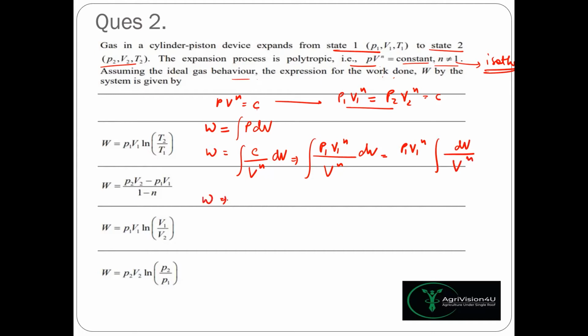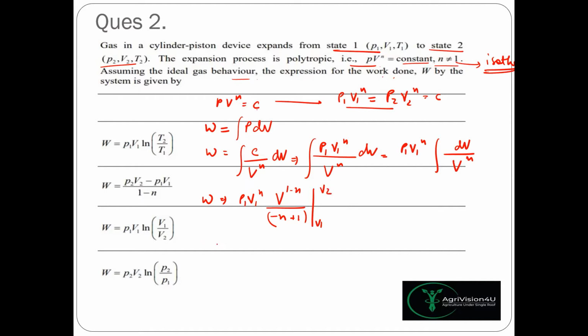Integrating this equation, we'll be getting P1 V1 whole to the power n, right? And V to the power 1 minus n, yeah, sorry, it will be minus n plus 1, right? So it will be like this, and then we have to replace it by minus n plus 1 over here itself, and then we will integrate this from V1 to V2.